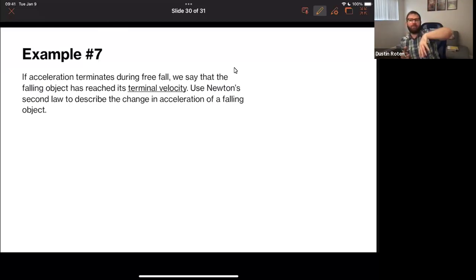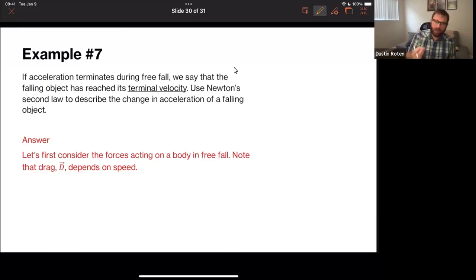someone jumping out of an airplane with a parachute is not going to just keep falling and speeding up, and then hit the ground at like the speed of sound. Eventually, the force of air resistance is going to cancel out their fall, and they're just going to travel at the same speed.